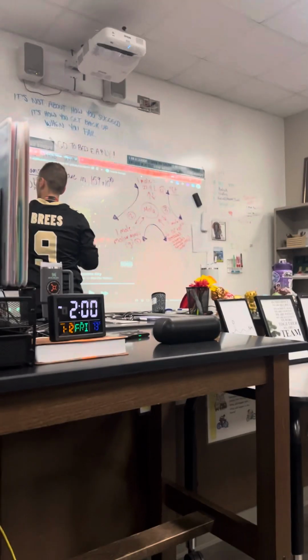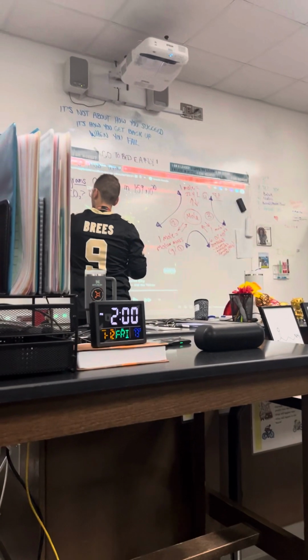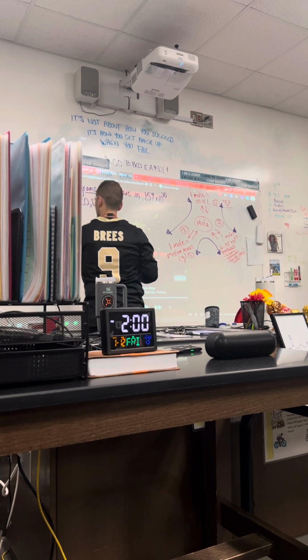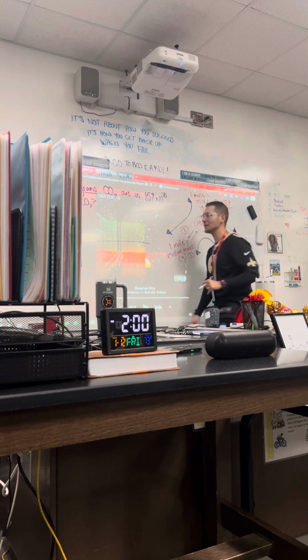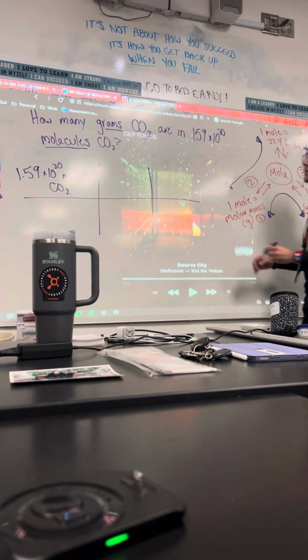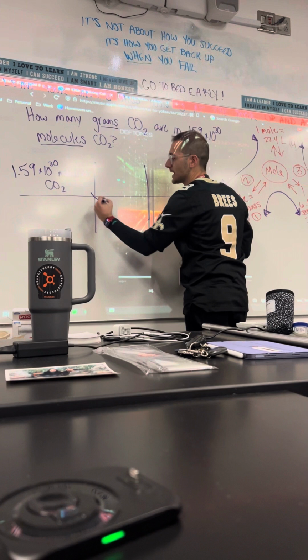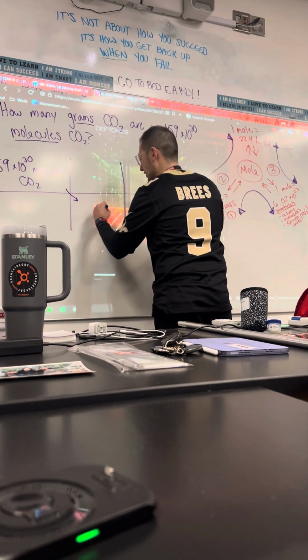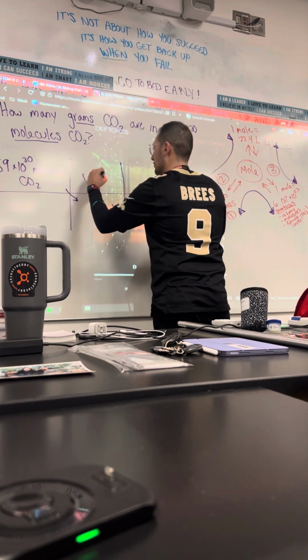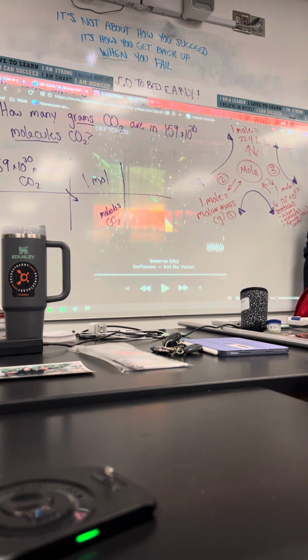First, we start with our given. 1.59 times 10 to the 30 molecules of CO2. And we set up our dimensional analysis like normal. But now, we need to add another step. You'll see why in a minute. First, we go from molecule CO2 and we drag it down diagonal so that our unit is here. Molecules CO2. And we have to go through the mole in order to go anywhere.